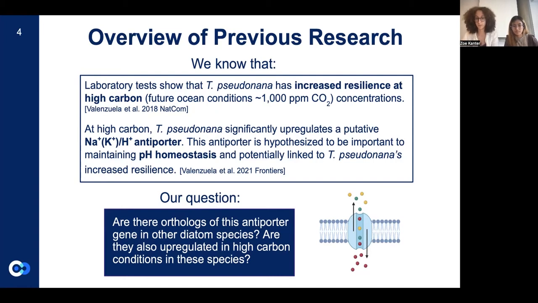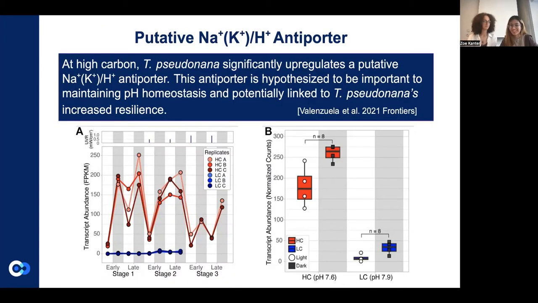As Zoe mentioned earlier, in oceanic conditions with a higher abundance of carbon dioxide, there would be more hydrogen ions released. So what our mentor and his team hypothesized is that THAPS has this antiporter which will pump out hydrogen ions and take in sodium and potassium ions, which will help regulate the pH level of the diatoms to be at a more optimal level.